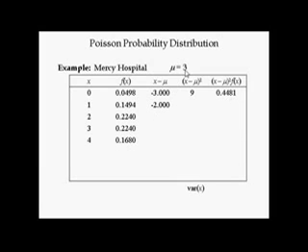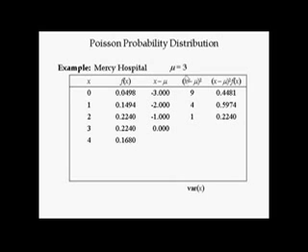Minus 2 comes from taking 3 and subtracting it from 1. Squaring minus 2 gives 4. 4 times f of 1, the probability that x equals 1, which is 0.1494, equals 0.5974. Minus 1 here comes from subtracting 3 from 2. Squaring minus 1 yields 1. 1 times f of 2, or the probability that x equals 2, which is 0.2240, is 0.2240.